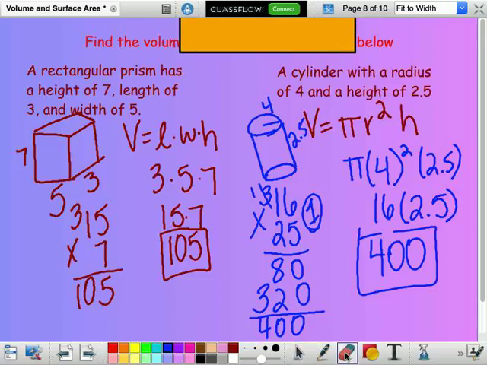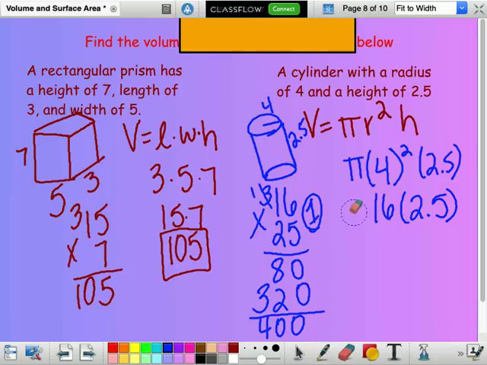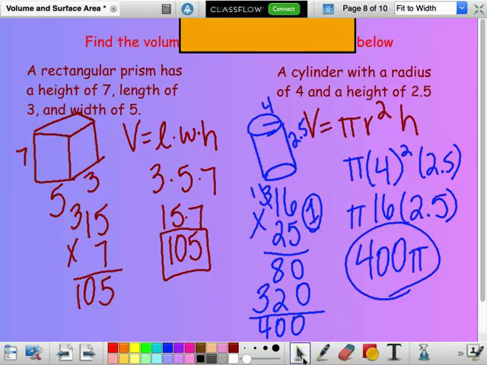Oh, look, Miss Martin messed up. What did I forget to do? I forgot to bring my pi down. So my answer is 400 pi. There we go. All right.